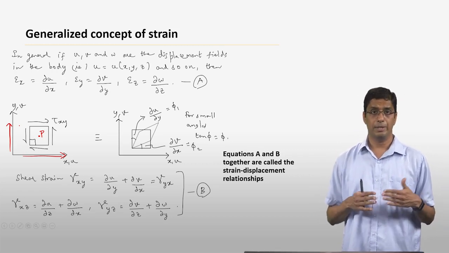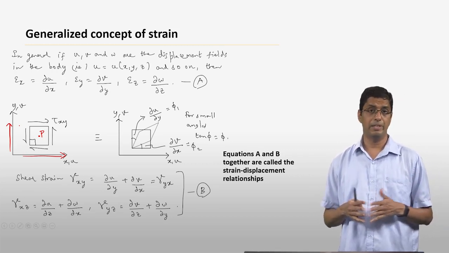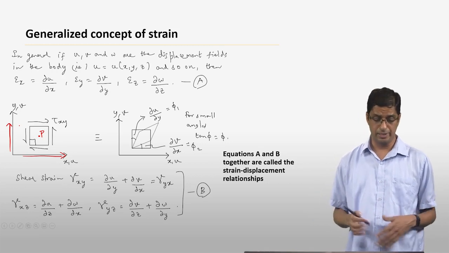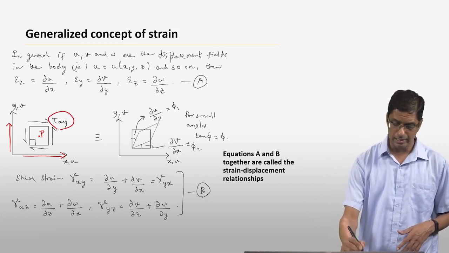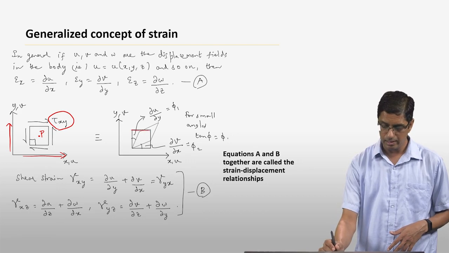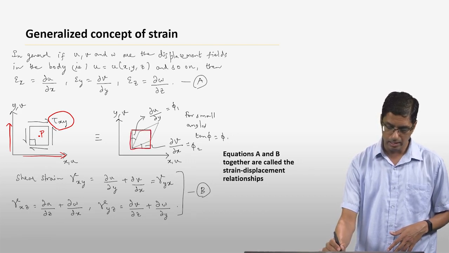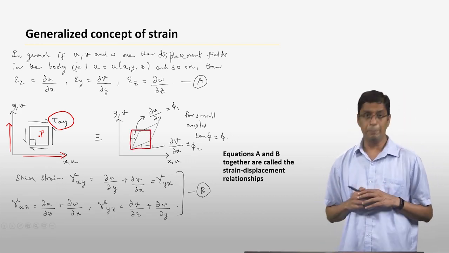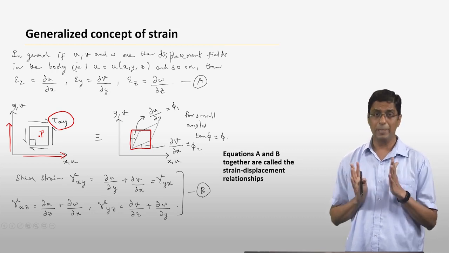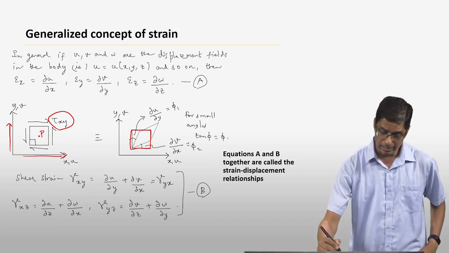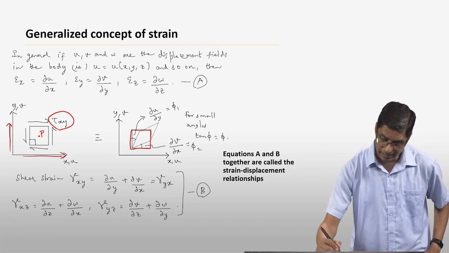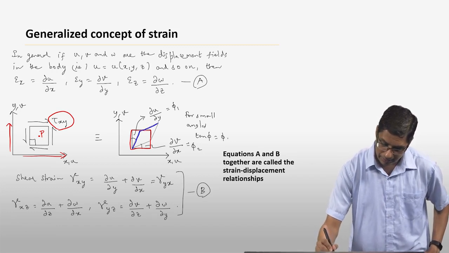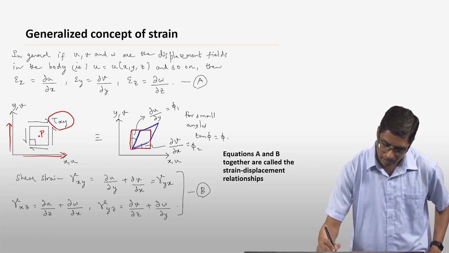then if you plot how this element deforms as you apply this shear stress tau xy, initially it has a shape like that, and when you apply the shear strains, it essentially deforms into that shape.